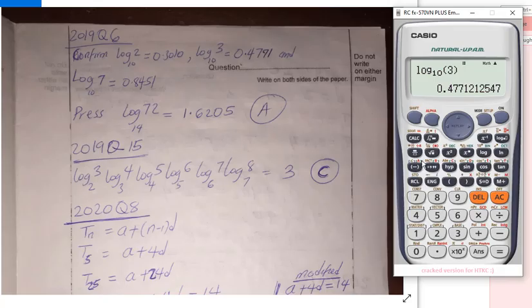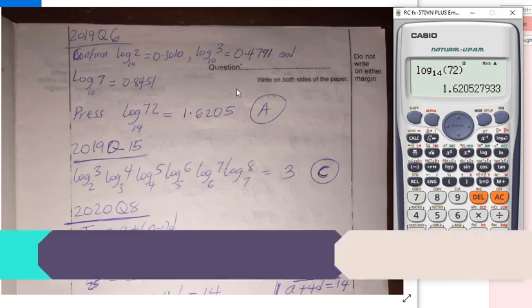This one, you just press log. Look at what I'll do for this question. Instead of wasting time racking my brain, they told me to evaluate log 72 base 14, right? So just press it on the calculator, log 72 base 14. The answer is 1.6205. That's option A. Do you understand?